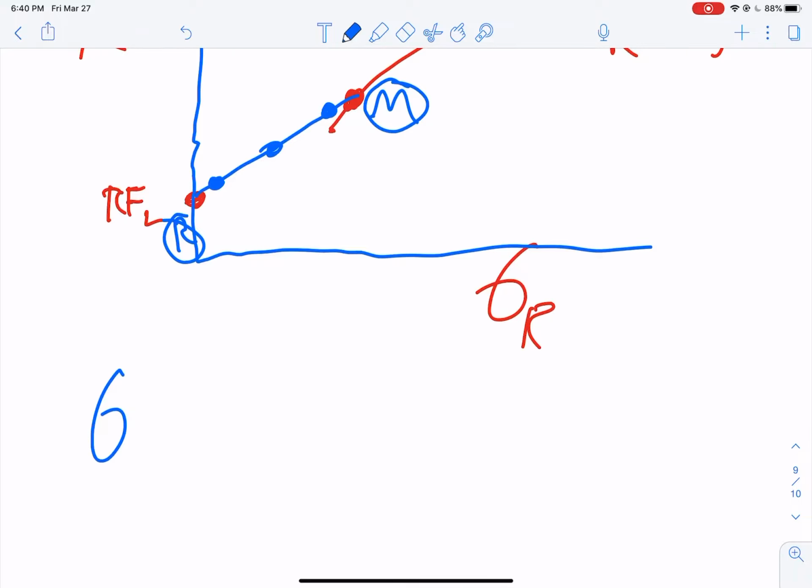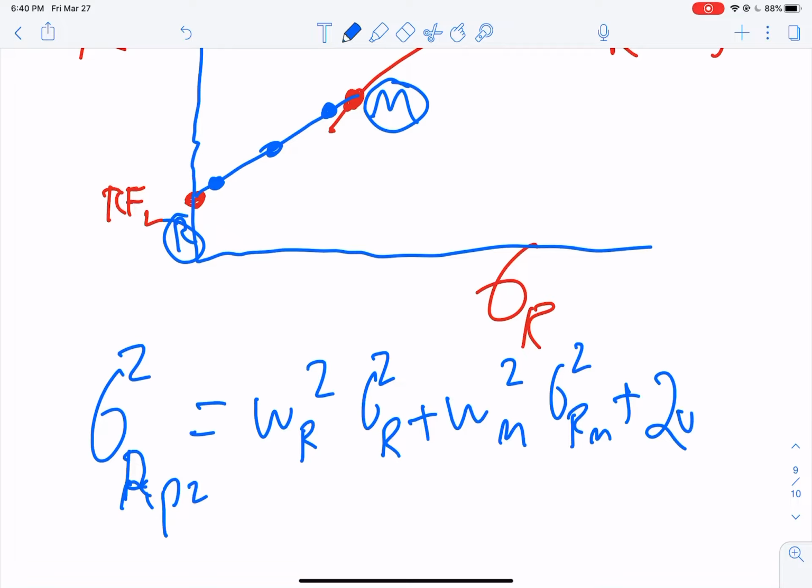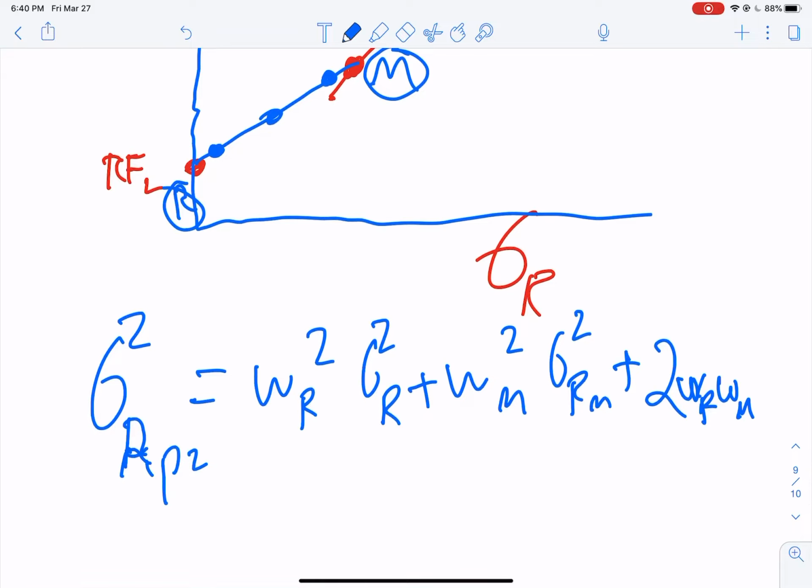So the variance of the returns for a portfolio of 2 securities, these are R and M, is the weight in R squared times the variance of the return on R plus the weight in M squared times the variance of the return in M plus 2 times the weight in R times the weight in M times the covariance of the returns of R and M. Okay? Well, let me just show you quickly what happens here.